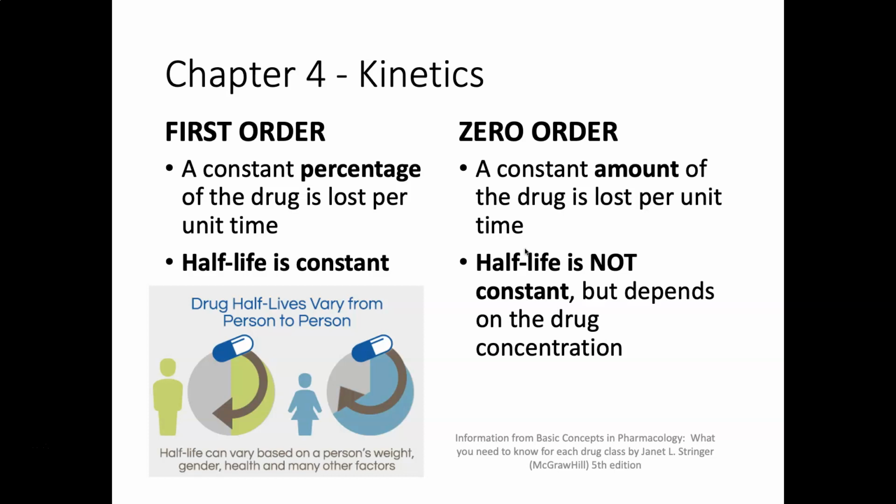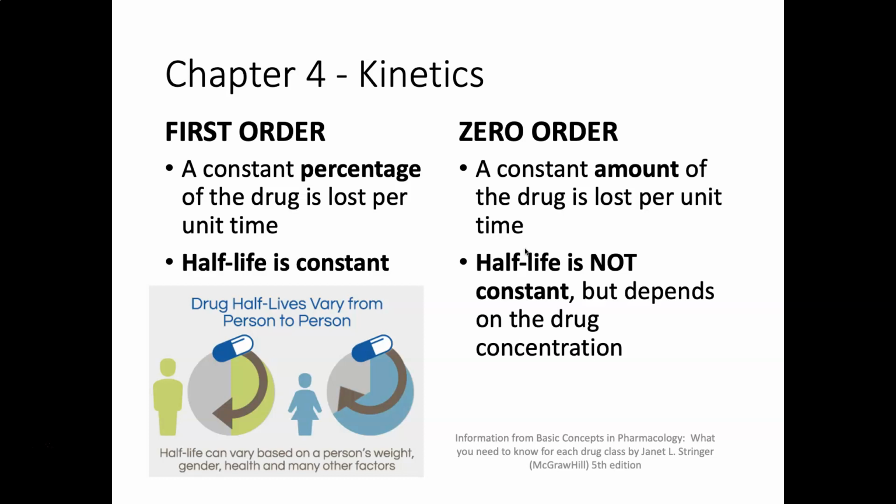All right, first order. A constant percentage of the drug is lost per unit time. These drugs have a constant half-life, and we'll talk about half-life. First order drugs, a constant percentage is lost. Zero order means a constant amount is lost.